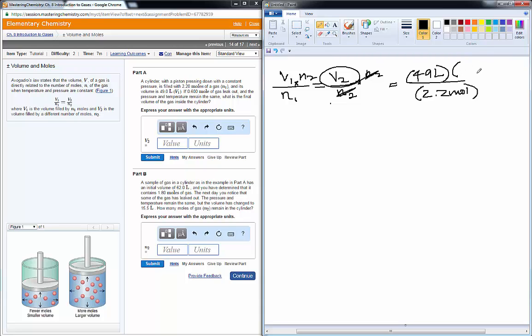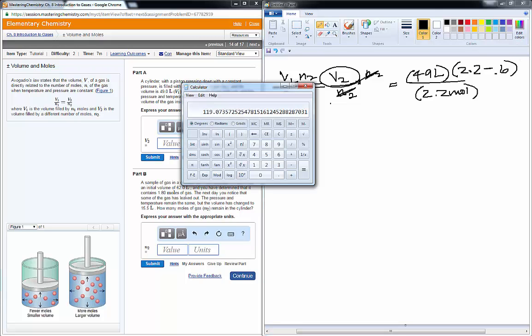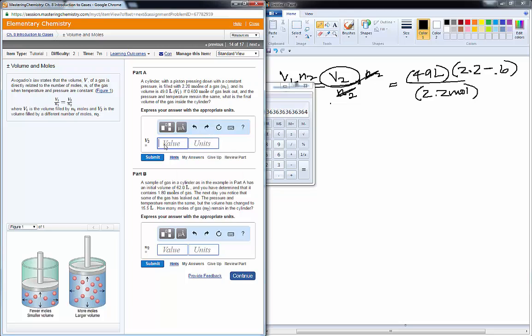So my final moles is going to be the initial 2.2 minus the 0.6 that leaked out. Okay. I could calculate that before I put that in, but it's easy to just put that in. 2.2 minus 0.6. That's my final number of moles. So multiply that by 49 liters. Divide that by the initial 2.2 moles. And now I'm going to only take up 36 liters.